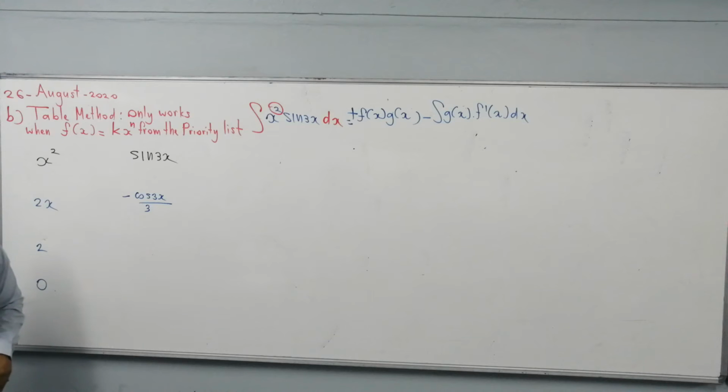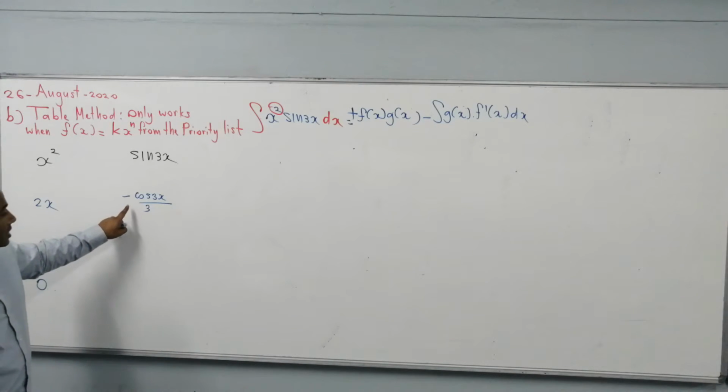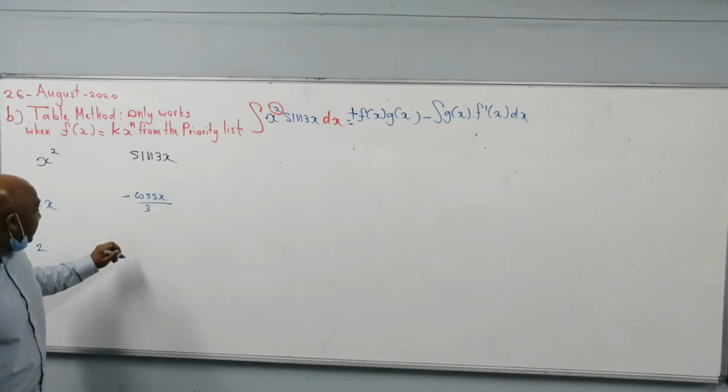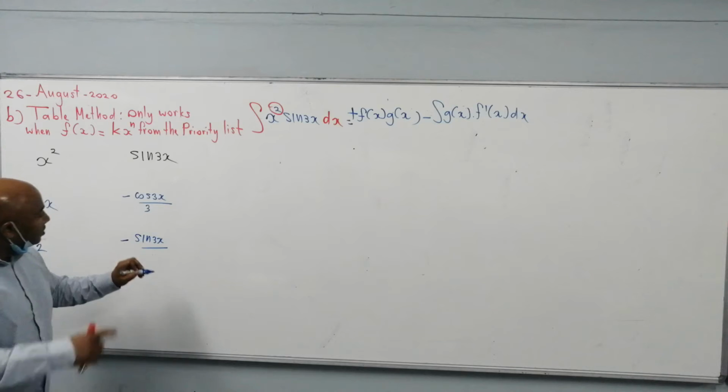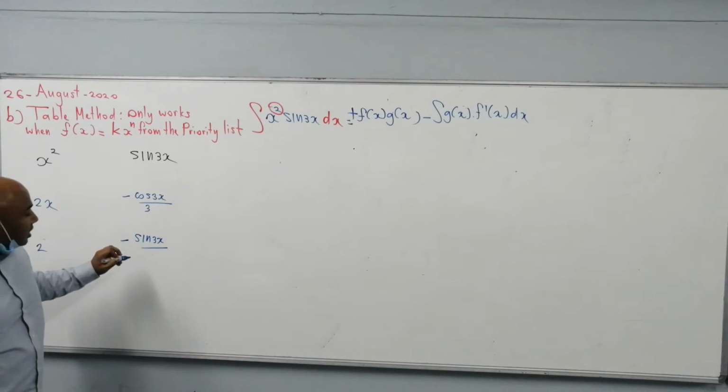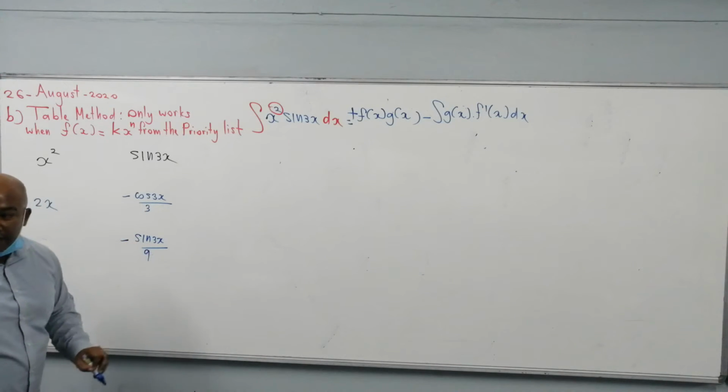Then I'm going to integrate minus cos 3x over 3. I'm going to integrate until I come in line with the 0. Then I'm going to stop. Watch now. When I integrate minus cos 3x over 3, it's going to be minus sine 3x all over 3 times this 3 here, which will be 9.